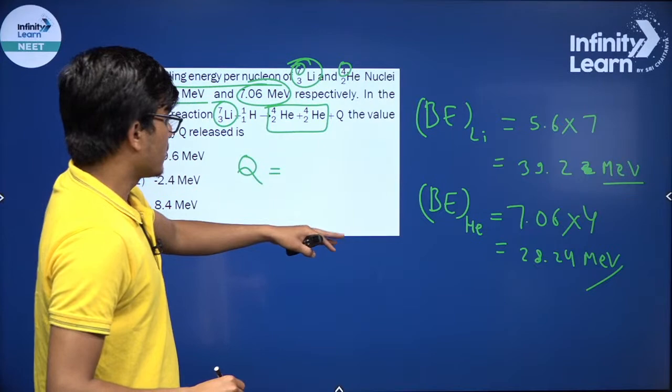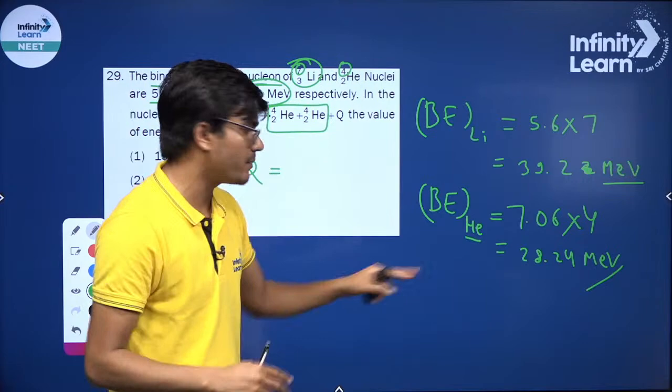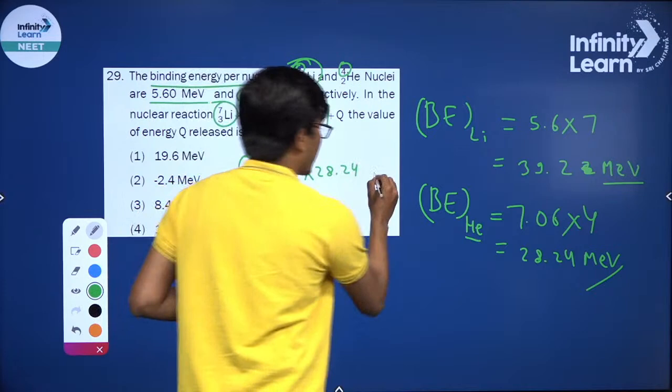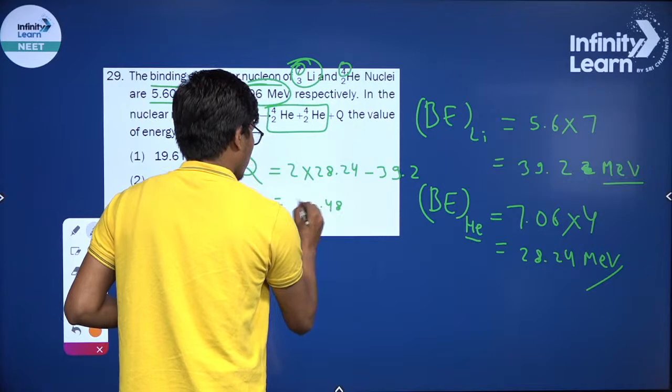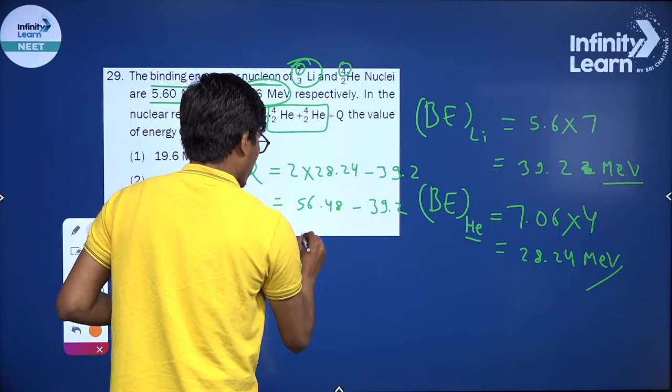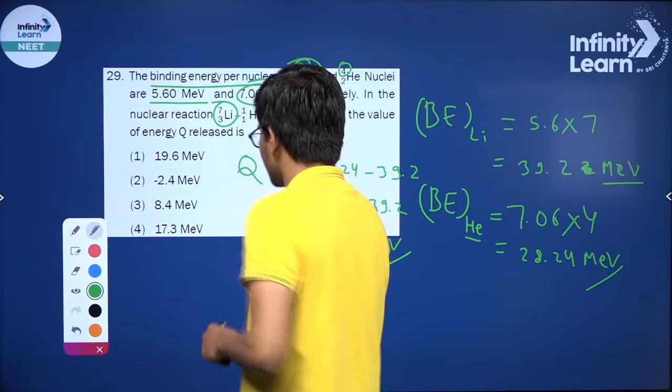But helium is not 1. We have 2 helium atoms. So just multiply this 28.24 by 2 and minus 39.2. So it will be 56.48 minus 39.2. So it will be 17.28 mega electron volt. So this is approximately equal to option number 4.